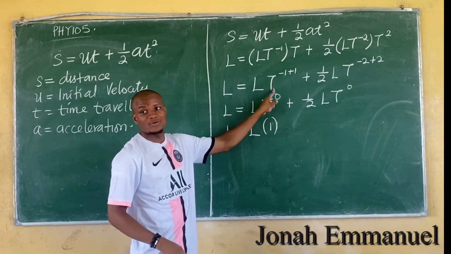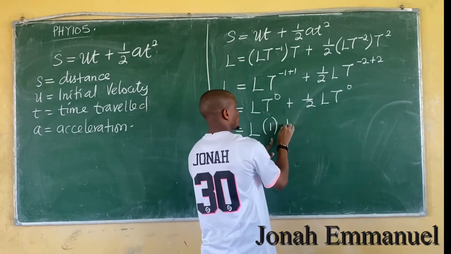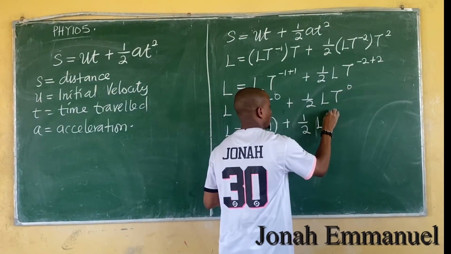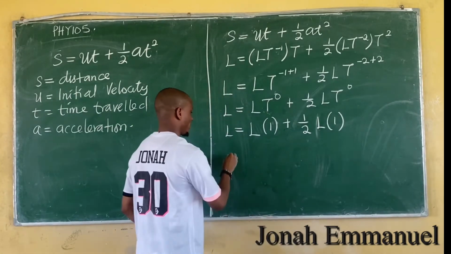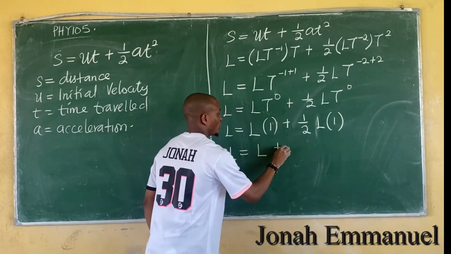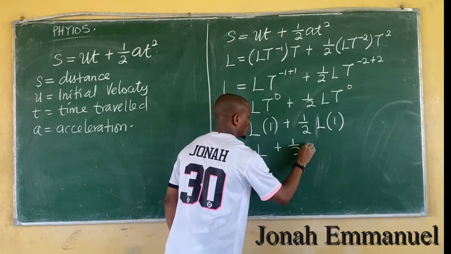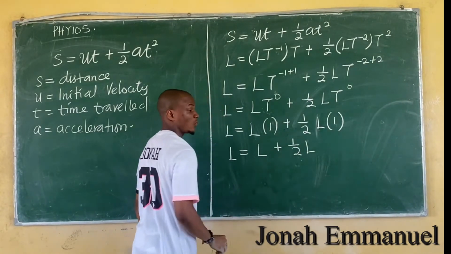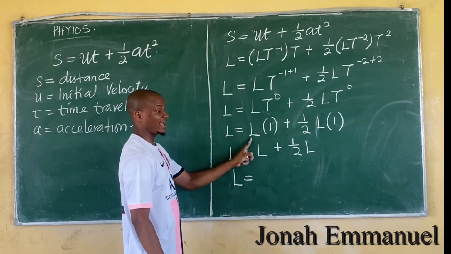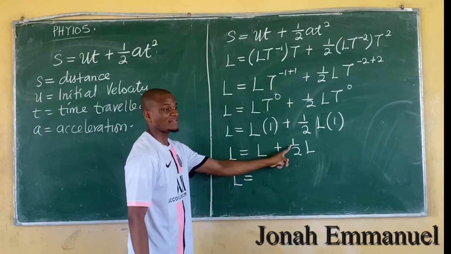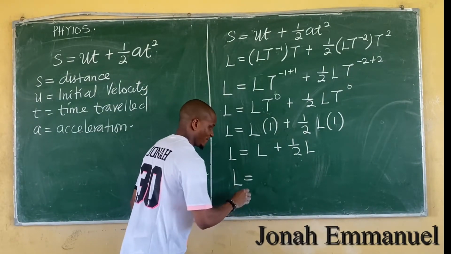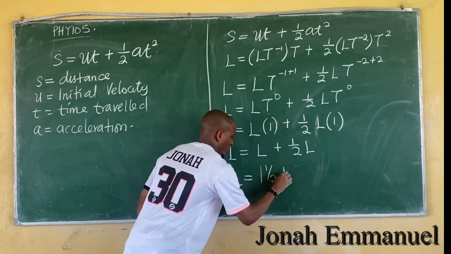T to the power 0 gives 1, plus half into L, times 1. So L is equal to L times 1 plus half into L times 1. What's the coefficient here? 1 plus half gives 1 and a half.